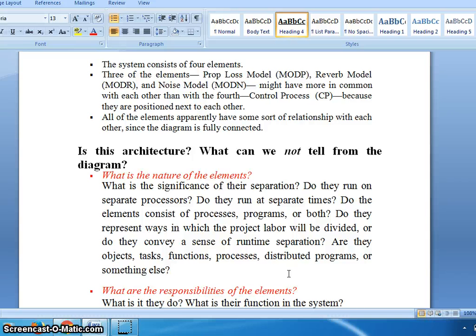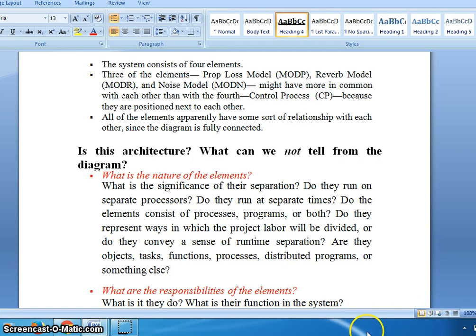Also, it cannot represent how the project labor will be divided, whether all tasks will be handled by a single element, or the tasks are evenly assigned between different elements. Do they convey the sense of runtime separation, or do they exhibit their program at the same time? Are they objects, or tasks, functions, processes, or distributed programs, or something else? All these things, just by viewing the above diagram, we cannot define.